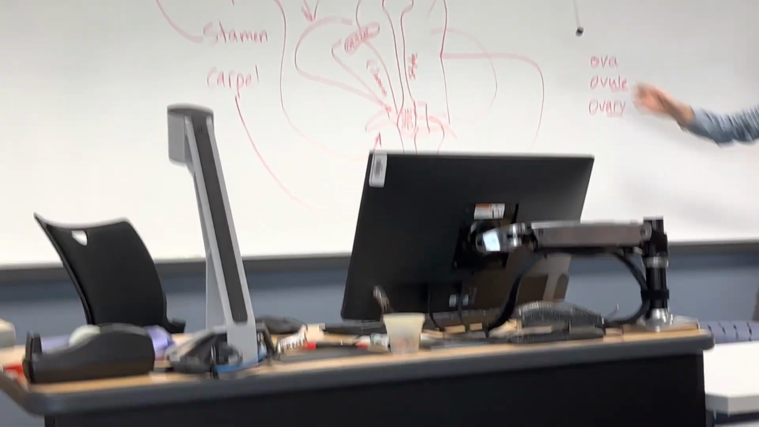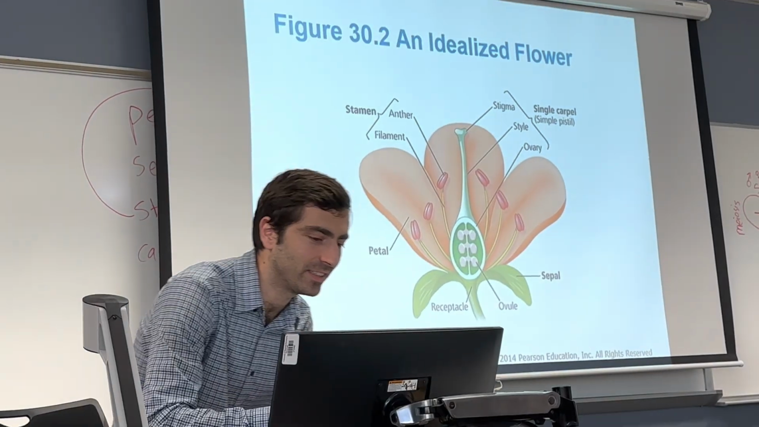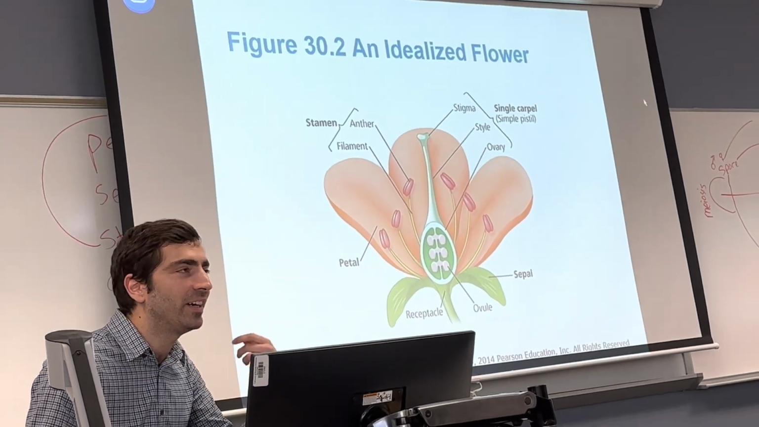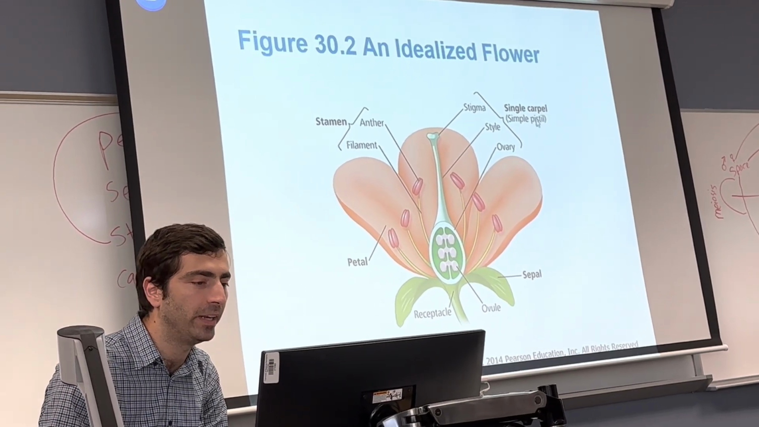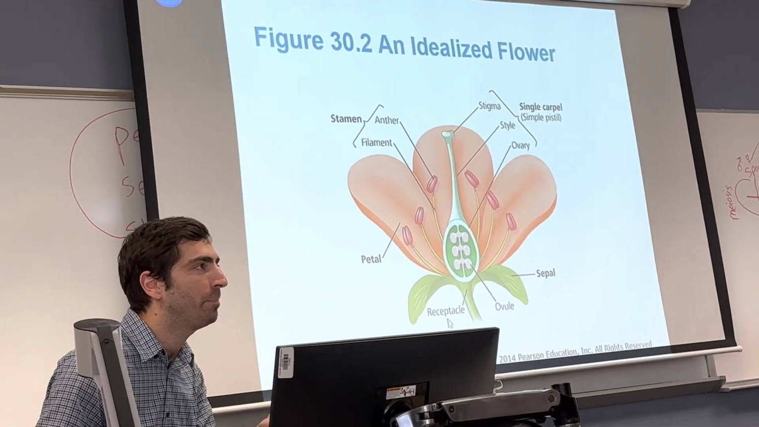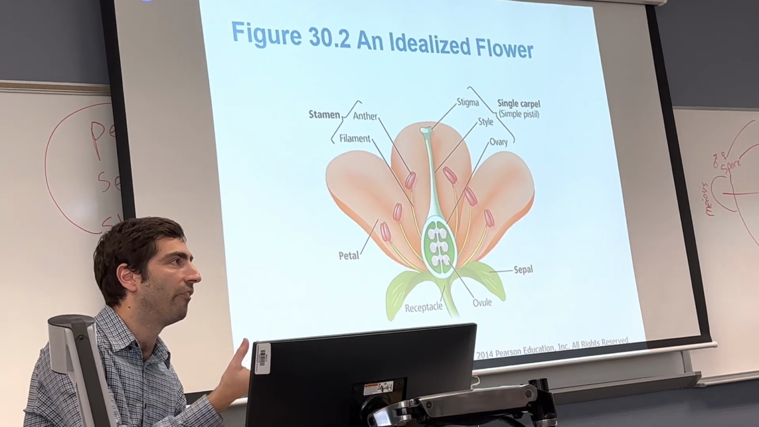Okay, so I'm going to pull up what I just drew, but I like doing it piece by piece since this figure doesn't do it that way. Now there's another vocab term that pops up in here. Don't worry too much about the receptacle. The receptacle is literally just the part of the plant that the flower sits on.